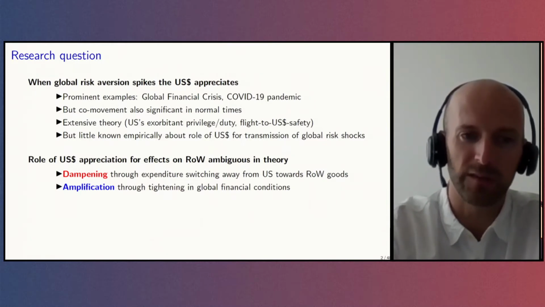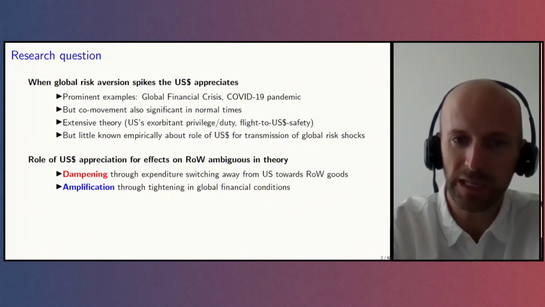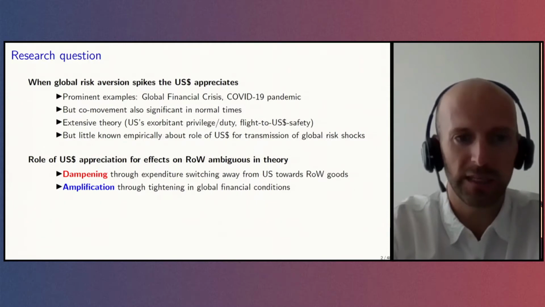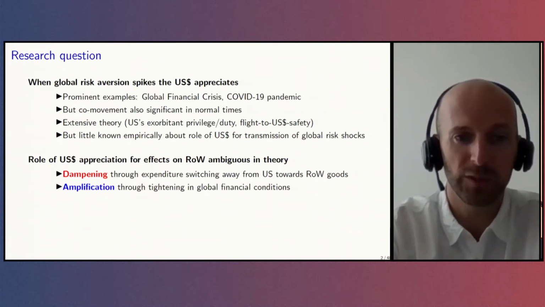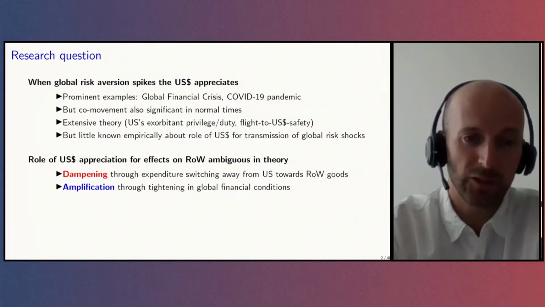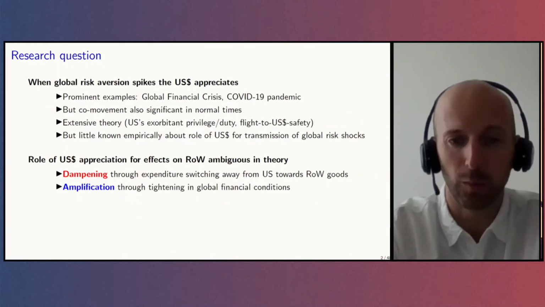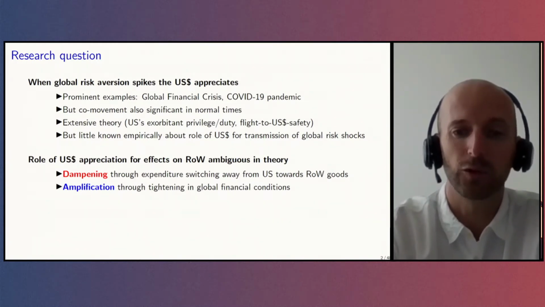On the one hand, we have this traditional Mundell-Fleming expenditure switching. When the dollar appreciates in the face of global risk shocks, then that should switch or move expenditure away from the US towards the rest of the world, as rest of the world goods become cheaper relative to US goods, and that should dampen the globally contractionary effects of global risk shocks.